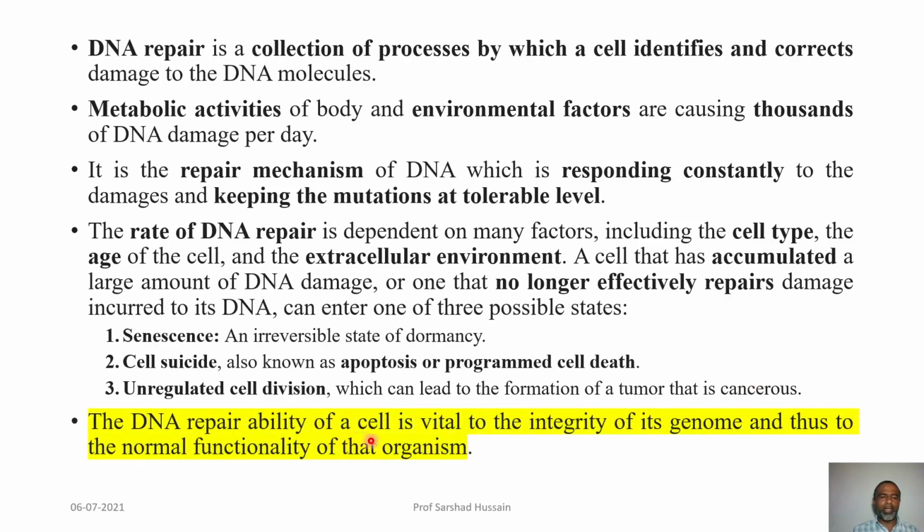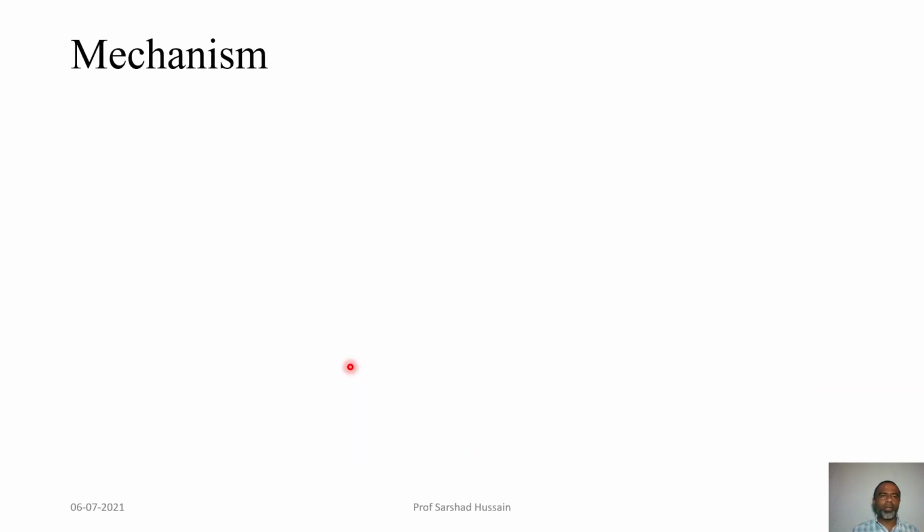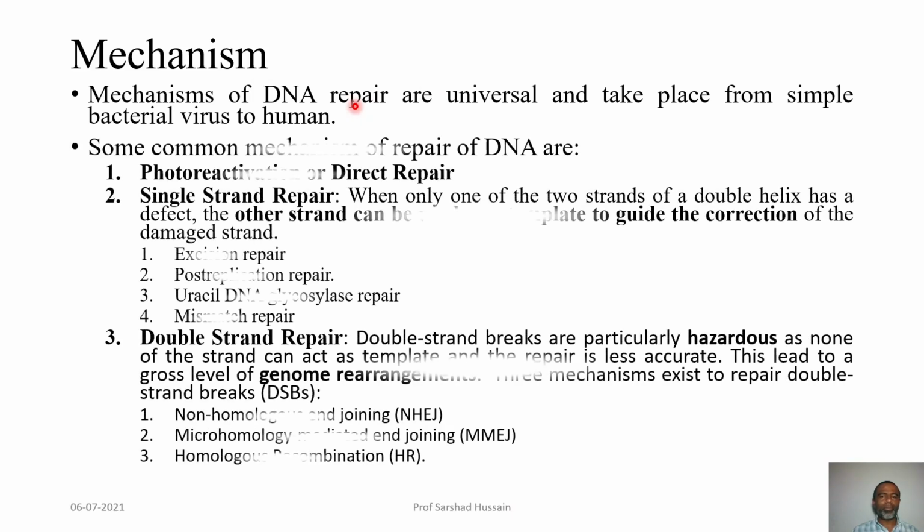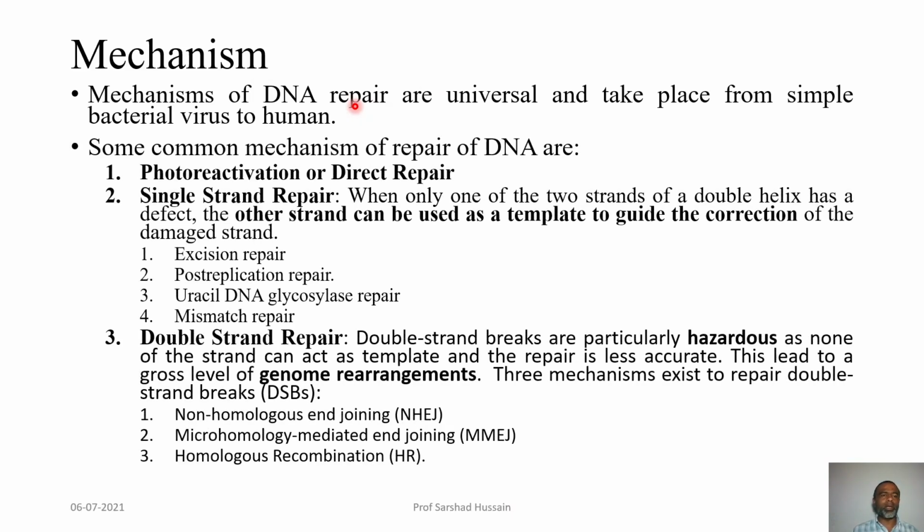The DNA repairability of a cell is vital to the integrity of its genome, and thus to the normal functionality of the organism. So, if an organism wants to have normal function, then it means the repair mechanism must be effective enough. As far as the mechanisms of DNA repair are concerned, they are universal. They are present in microorganisms, and even in higher animals like humans, and almost similar types of mechanism are present in all.